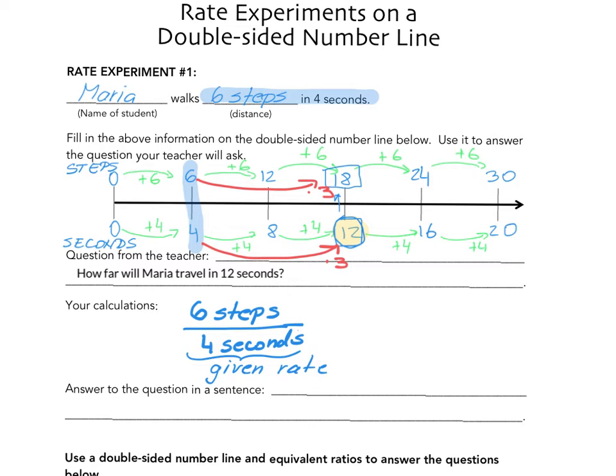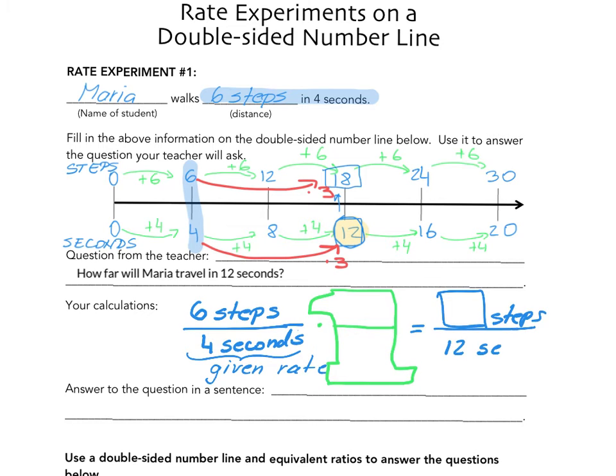And then I'm going to multiply my given rate by the giant one. So I'm going to have a giant one here. And that's going to give me my answer. And my answer is how far, which means how many steps. So I have to find how many steps Maria is going to walk in 12 seconds. So the biggest deal here is, what is my giant one?